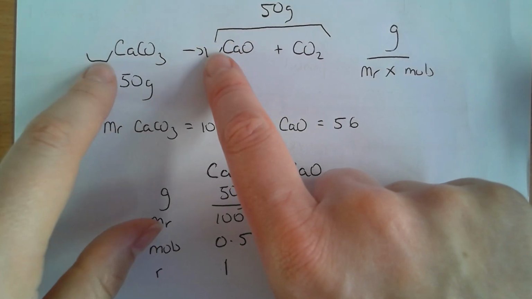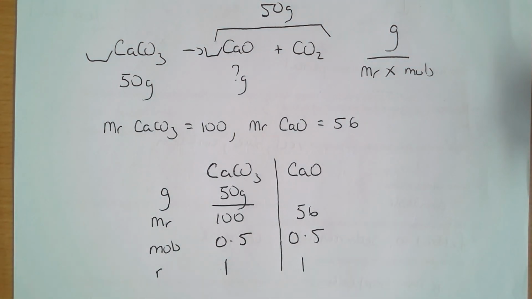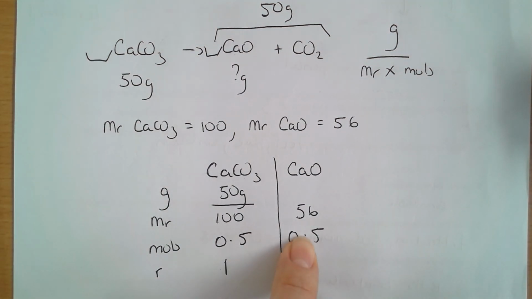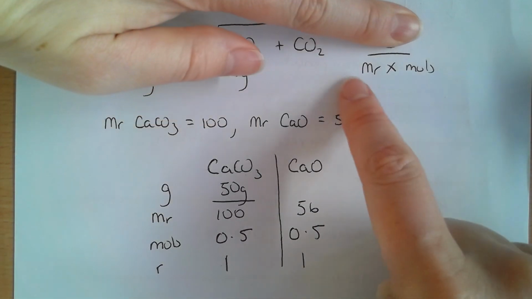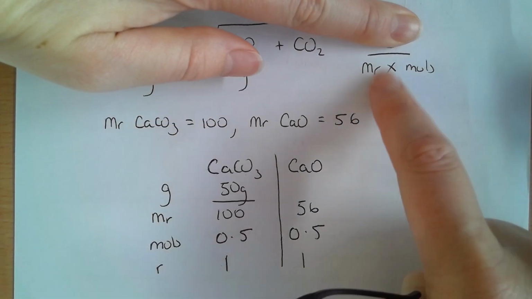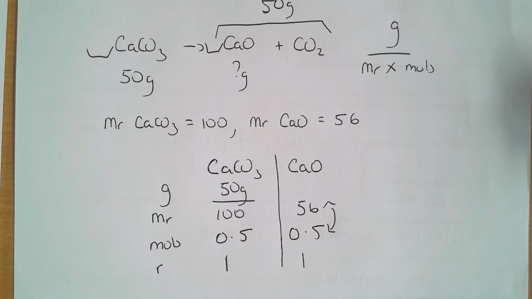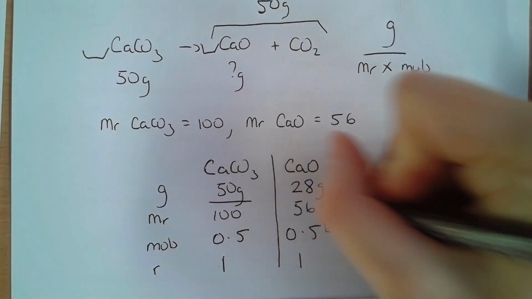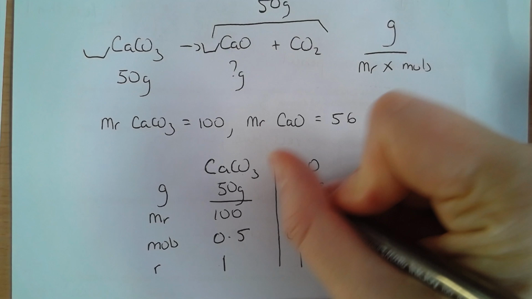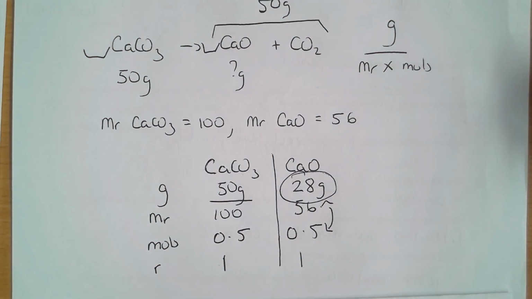If there's nothing to balance, then you just write down a 1. Now I know the number of moles, and I know the Mr. I want to find mass, and if I cover mass, I can see it's Mr times moles. So I'm going to be doing 56 times 0.5. I can do it in my head. It's 28. The answer is 28, so the mass of calcium oxide is 28 grams.